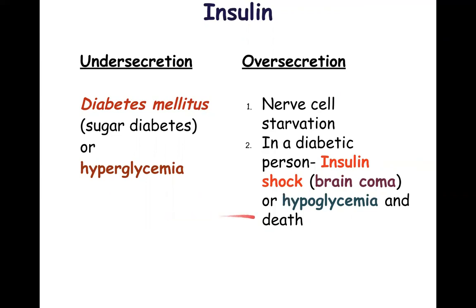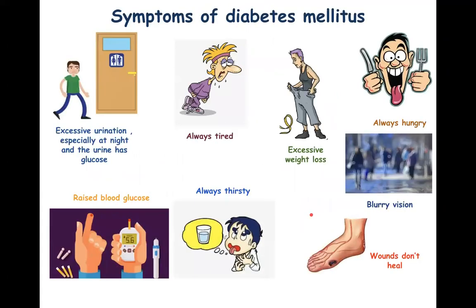So you have understood that oversecretion or undersecretion of insulin can produce serious defects. Now, what are the symptoms of diabetes mellitus? There is excessive urination, especially at night, and the urine has glucose. There is raised blood glucose at all times. A person will always feel thirsty because you give out urine which is hypertonic, has a large amount of glucose. To compensate, the body will produce extra urine. That means a person will feel thirsty.